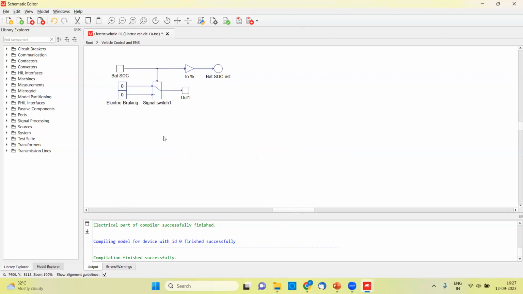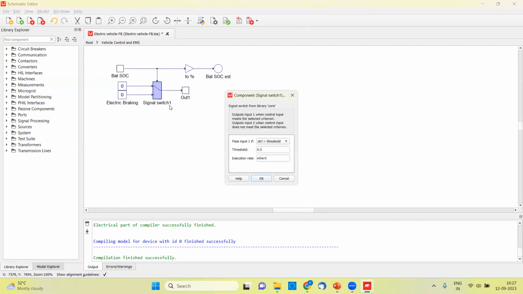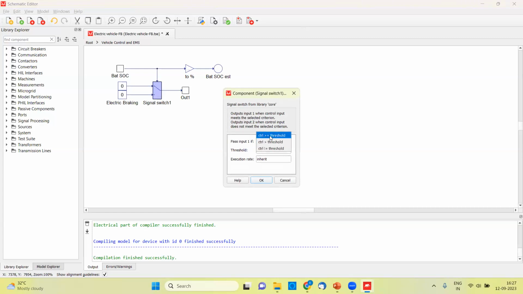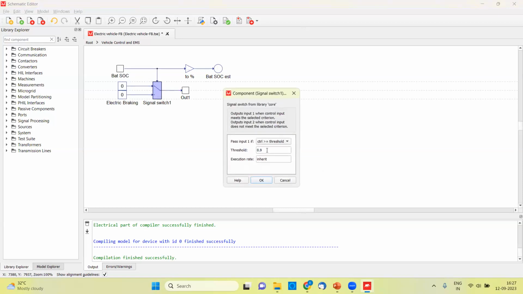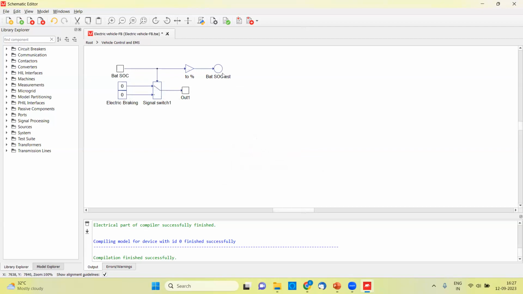Now, if I want to understand the condition for this signal switch, let me just check. Okay, so I'm going to use the condition control is greater than or equal to threshold, and the value used will be 0.9. So whenever this battery SOC value is greater than or equal to 0.9, the control logic is above the threshold value, then that control signal is going to pass input 1, else it is going to pass input 2.